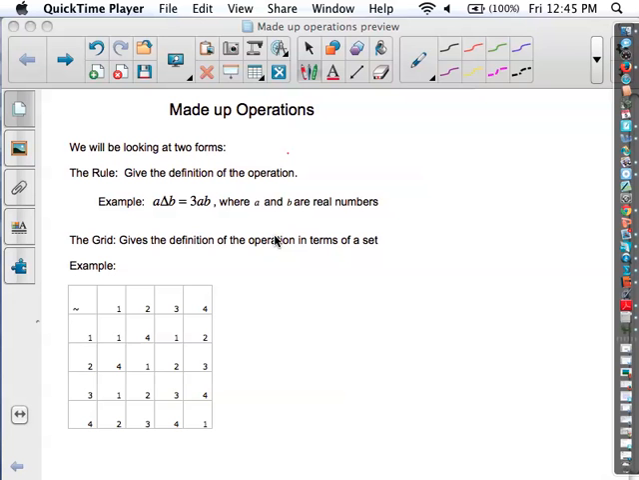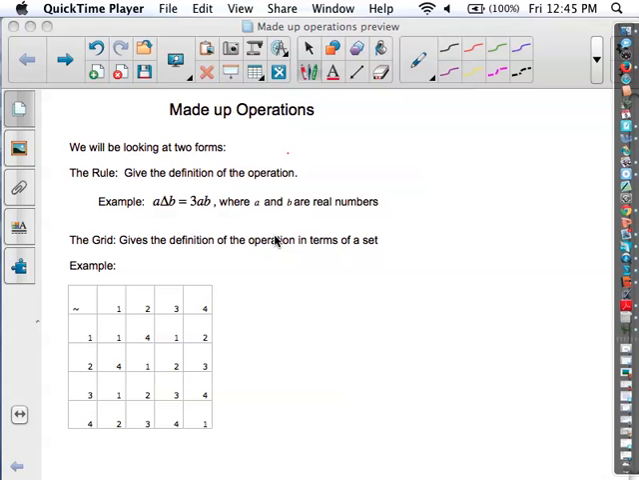As I told you, I wanted to give you a little bit of information about made-up operations before we actually start to work on them Monday in class. So the first thing students think when I talk about made-up operations is, what the heck is that? And it truly is a made-up operation.